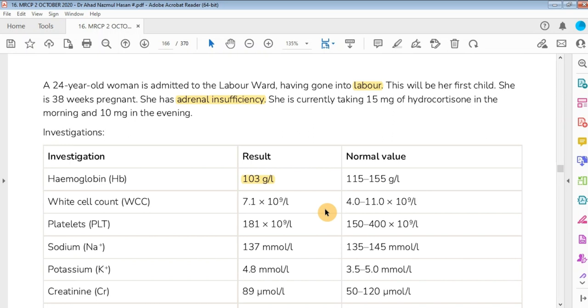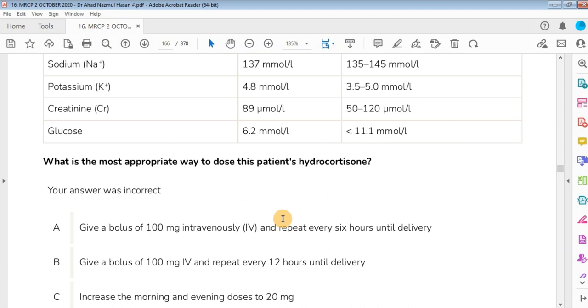A 24-year-old woman is admitted to the labor ward. Having gone into labor, this will be her first child. She is 38 weeks pregnant and has adrenal insufficiency. She is currently taking 15 milligram of hydrocortisone in the morning and 10 milligram in the evening. Hemoglobin low at 103, WBC normal, platelet normal, sodium normal, potassium normal, creatinine normal, and glucose 6.2. So this is a patient with Addison's disease with pregnancy.